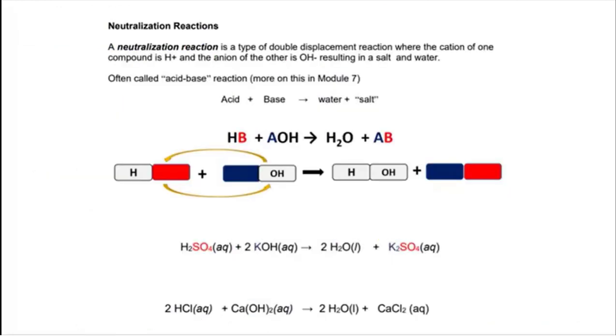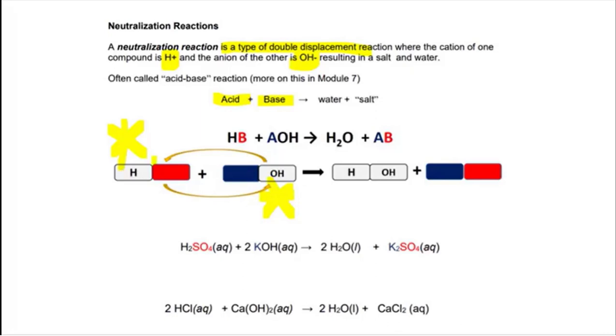Neutralization. We said that this is also a double date swap. This is a double replacement reaction, a type of double replacement where the cation of one compound is H+ and the anion of the other is OH-. What happens is I have an acid and a base. We know it's an acid because it starts with H. We know this is a base because it ends in OH.